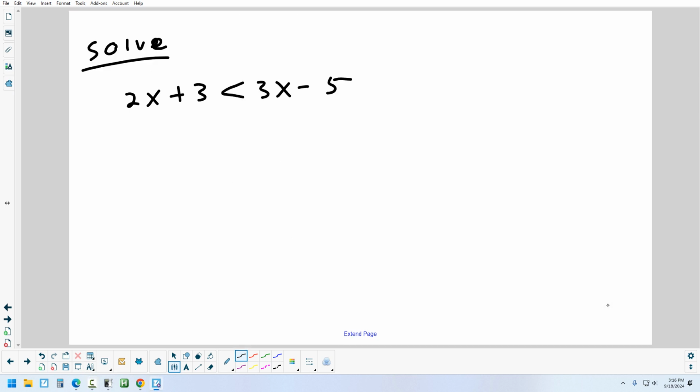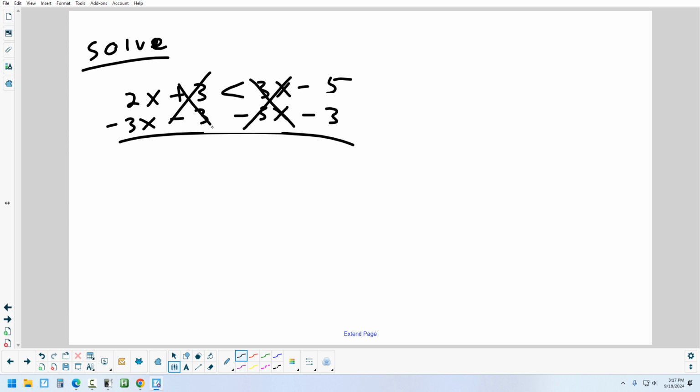All right, so let's look at solving now, instead of a linear equation, a linear inequality. If I wanted to get all my x's on the left, what would be the first thing I would do? Subtract 3x on both sides. And what if I want to get all my constants on the right? What would I do next? Subtract 3. Yep, subtract 3.